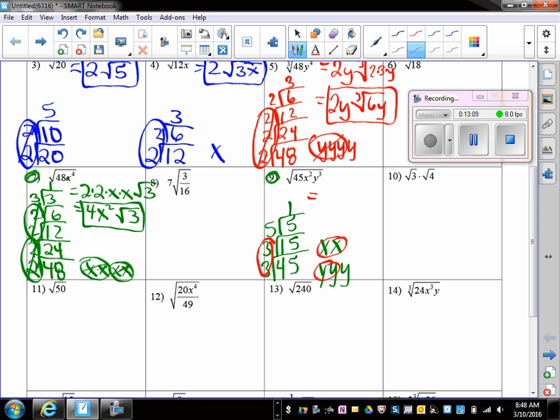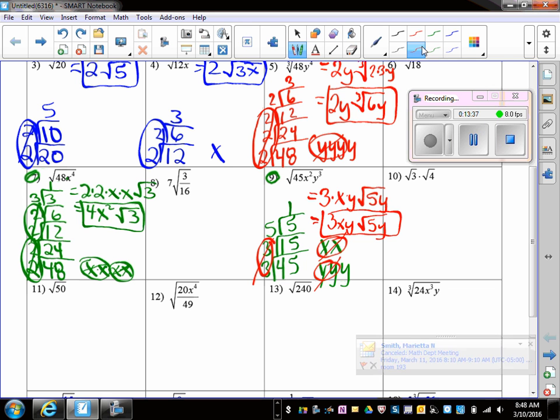All pairs come out. So a pair of 3's comes out. A pair of x's comes out. A pair of y's comes out. So all pairs come out. It's multiplication. Now what's left inside? 5 and y. All right, and simplify. That's just 3xy square root of 5y. And that's it.